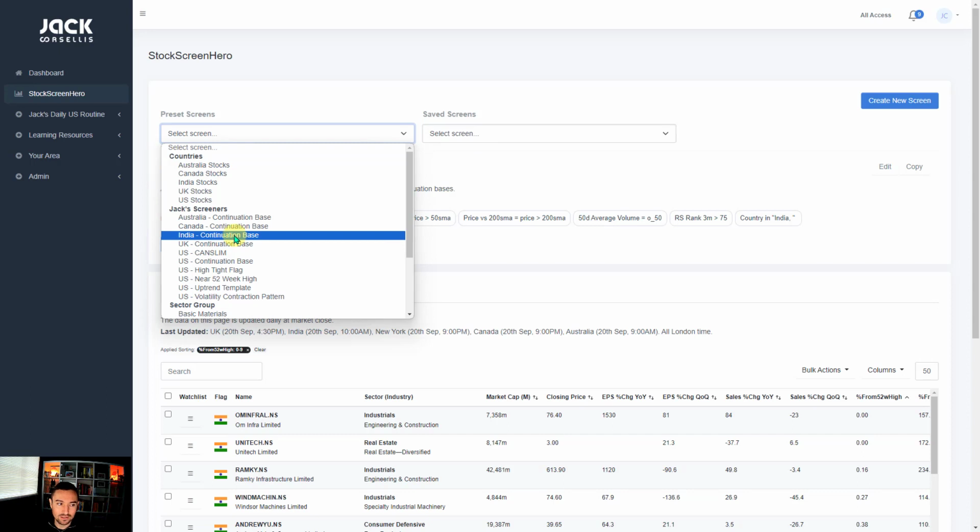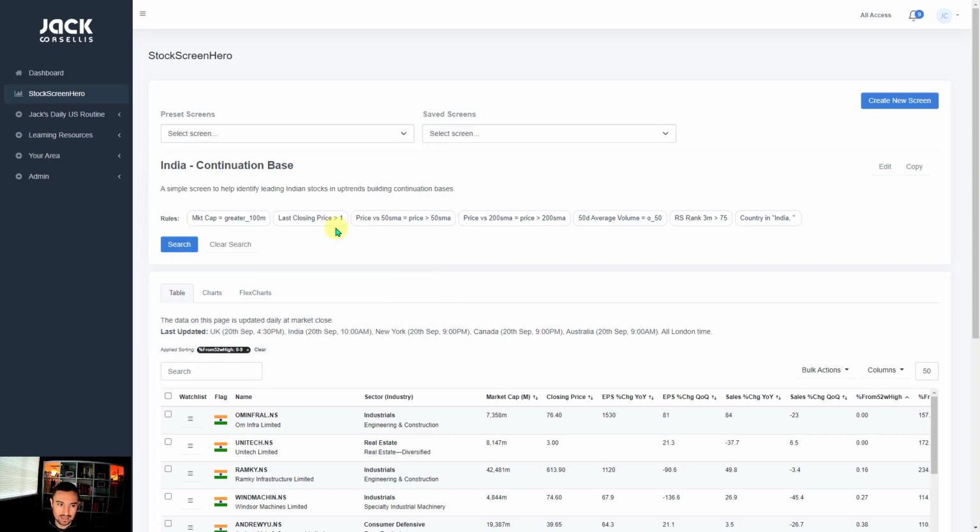So we're going to do an Indian continuation based screen. I really like these screens. That's why they're in the preset screens as well. So you can do it for Australia, Canada, India, UK, and US as well. So we've got it loaded up here. Now, as I said, I like to not be really strict in terms of the criteria, but filter via relative strength. So I look at the strongest stocks in that specific market first. So there is that relative strength 3-month ranking of over 75.